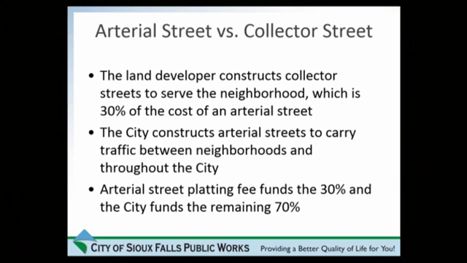So, again, the goal of the arterial street platting fee is to fund that 30% of that arterial street, and the city funds the remaining 70%. If there wasn't an arterial street there, there'd be a collector street there. So we're collecting that money from the developer to pay for that 30%, while the rest of the community is funding the 70%.